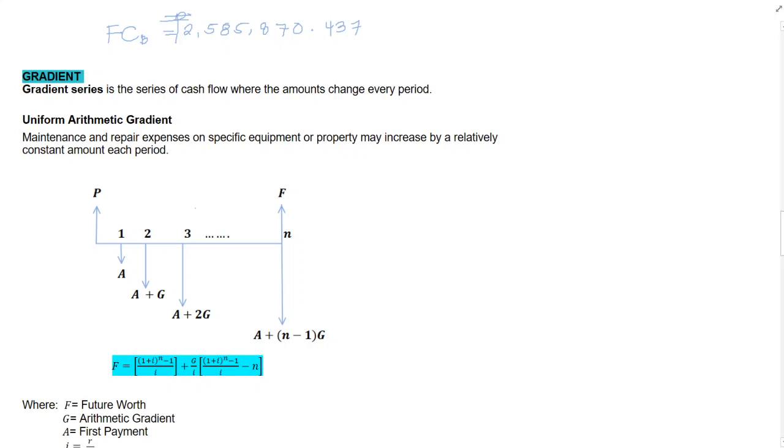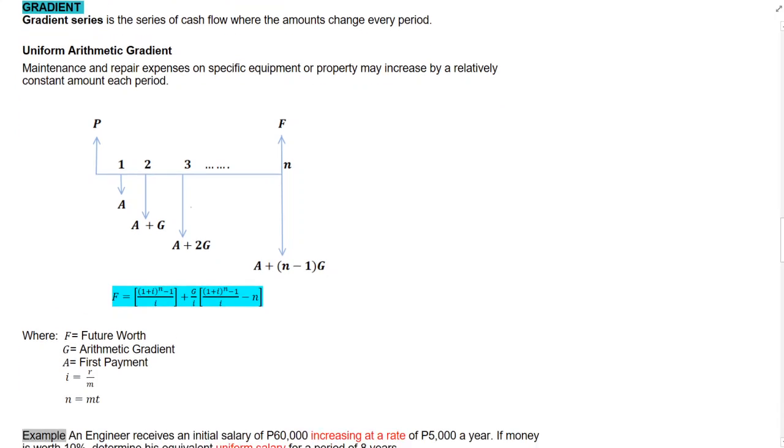Okay, so having this one, your uniform arithmetic gradient, the maintenance and repair expenses on specific equipment or property may increase by a relatively constant amount each period. So if we are going to draw the timeline there, that is your present worth, this is your P, and this is your annuity, that is the equal payments.